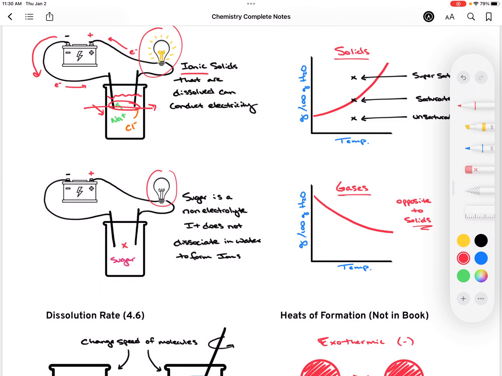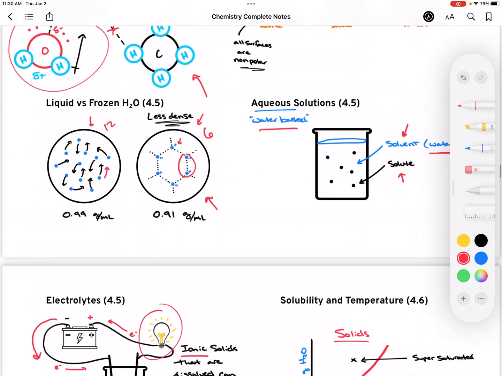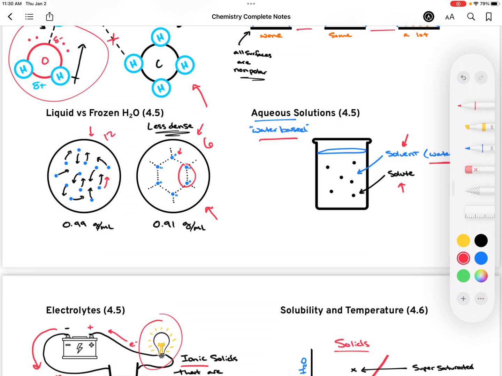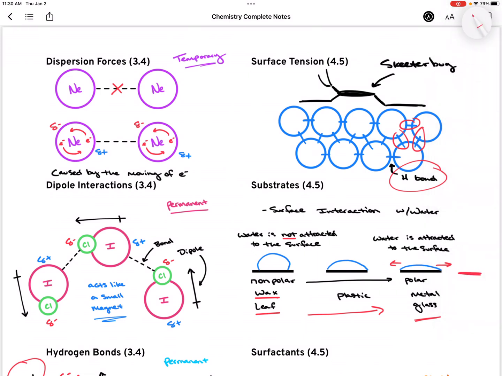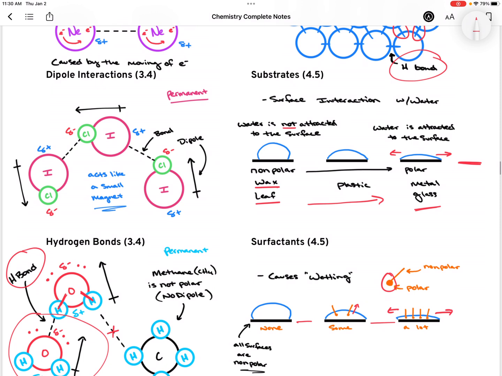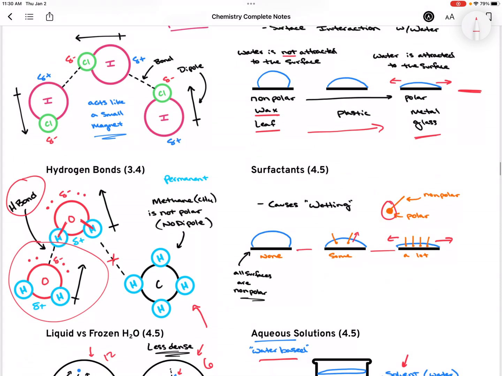As you practice and work through some of the problems, you're going to get a better feeling for these phenomena. Just as review, water is less dense in a frozen solid form than it is as a liquid, and that's what causes ice to float. When water and hydrogen bonds stick together, we can create something called surface tension, where water holds together and makes little bridges that allow bugs and other things to sit on it. We can break hydrogen bonds with a surface called a substrate, and we can also break hydrogen bonds with surfactants like soap, which causes wetting.